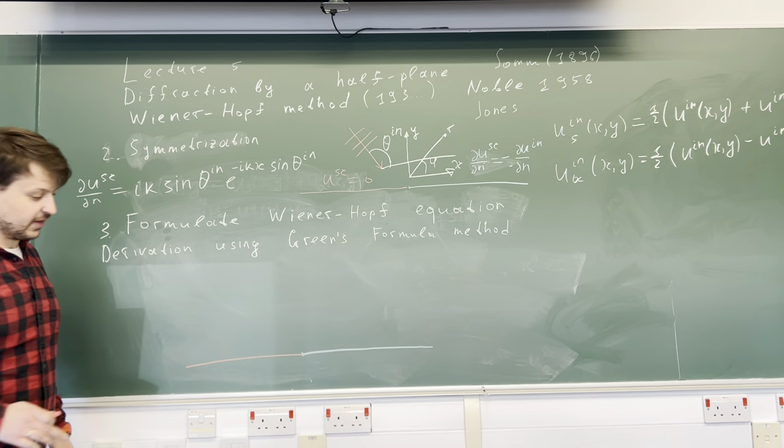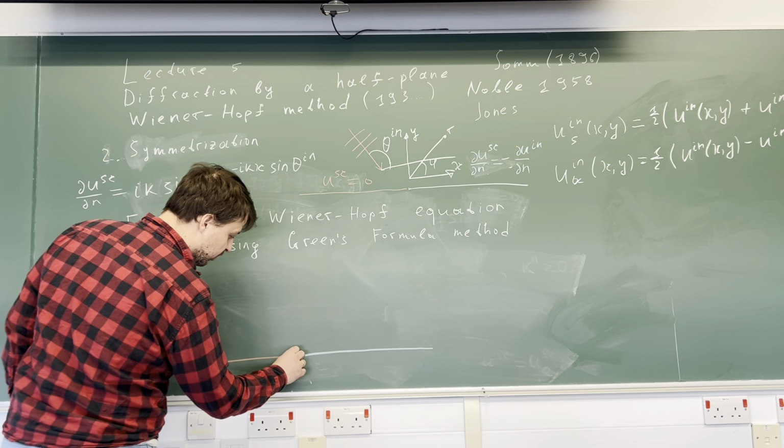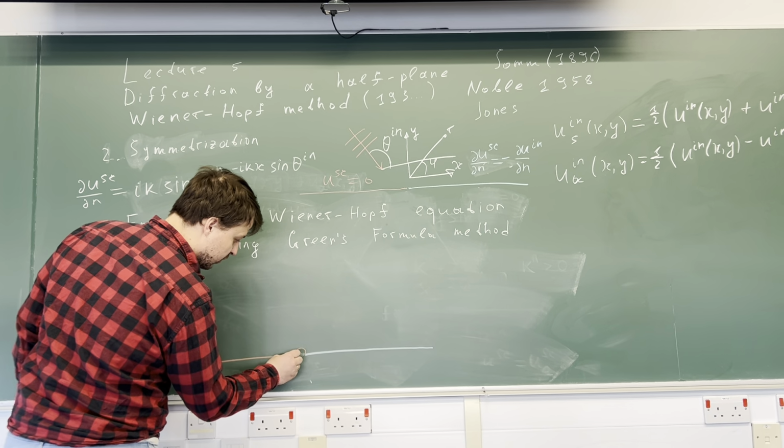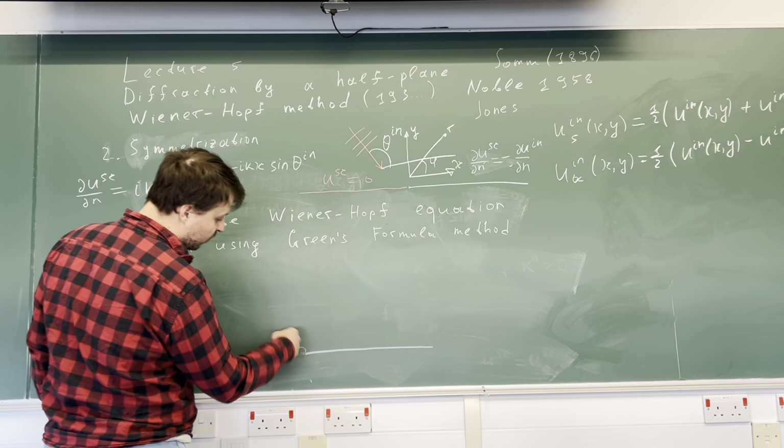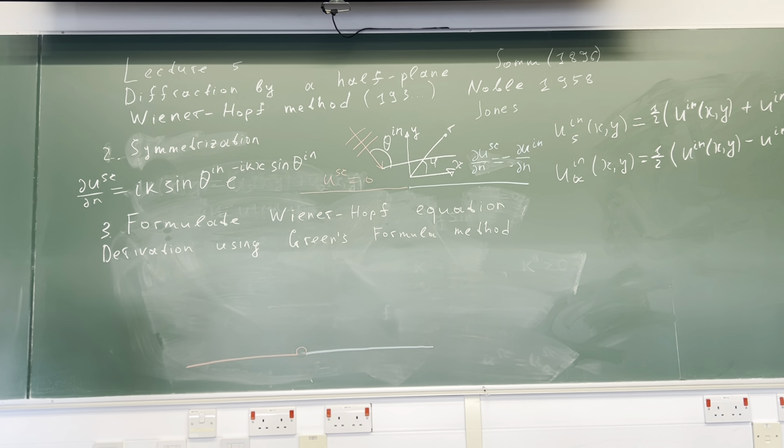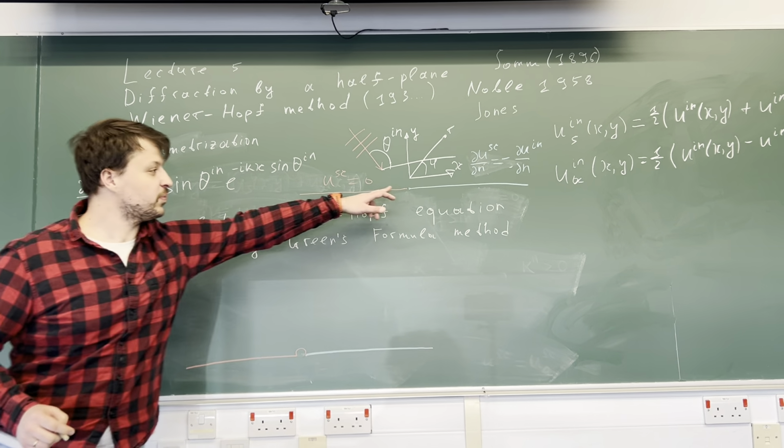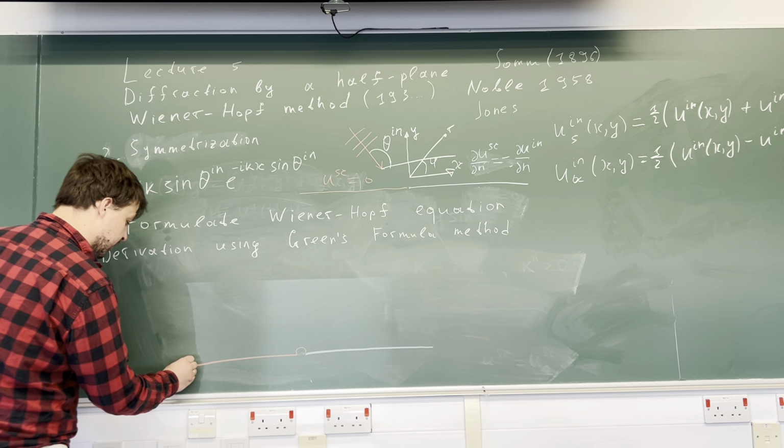So my domain, and here, to be formal, I need to put a small semicircle around this point, the vertex of the half strip.